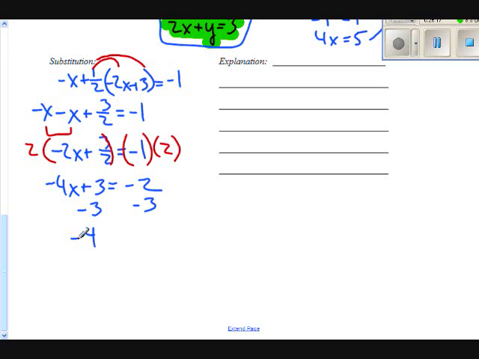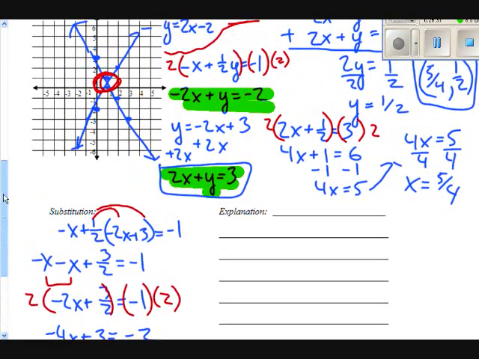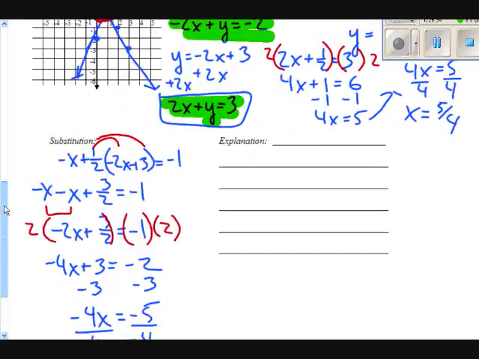Yeah, I feel pretty confident, Mr. Jansen. So let's see, that's going to be a negative 5 over here. Subtract the 3 from each side. Now I got to divide each side by the negative 4. So I got x equals a positive 5/4. That is a very good sign because that's what I got with elimination. But I'm not done yet. I've got to plug this back in.